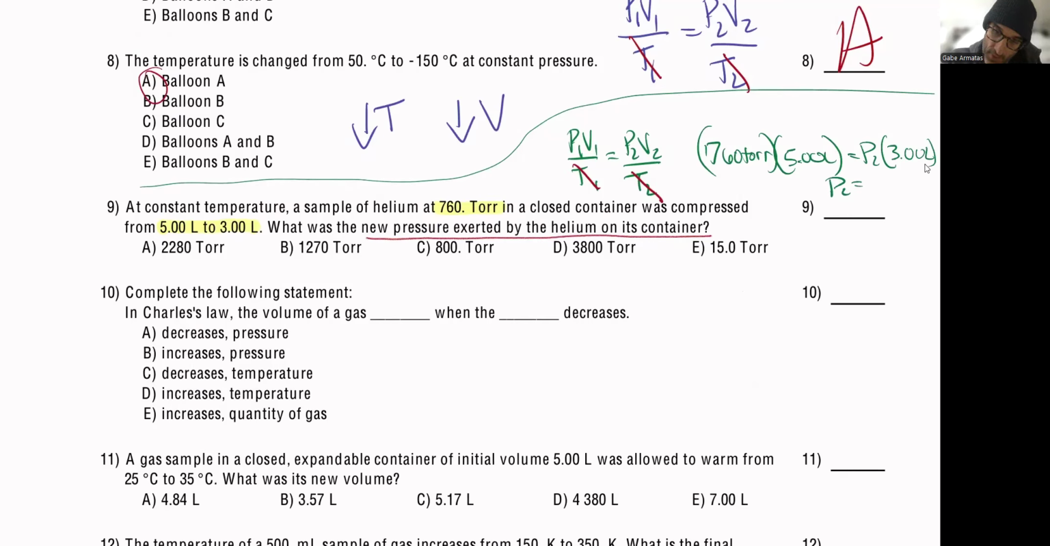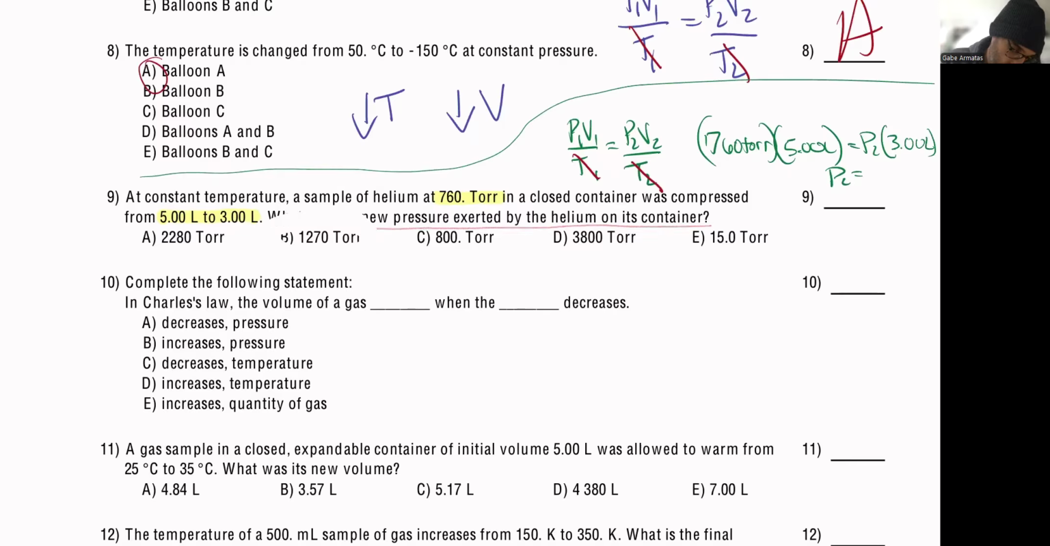So now we do the math. 760 times 5, enter, divided by 3, enter, gives me 1,267, or 1,270, as it were. So B, this is 1,267 torr, but we're only going to 3 sig figs, which is going to be 1,270. Perfect. That's it.